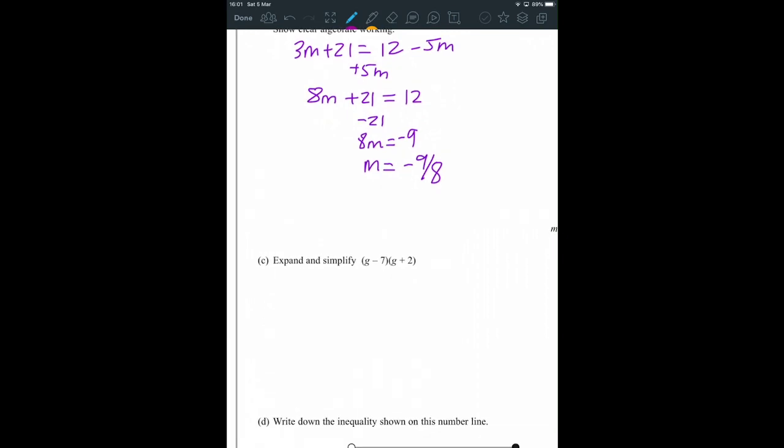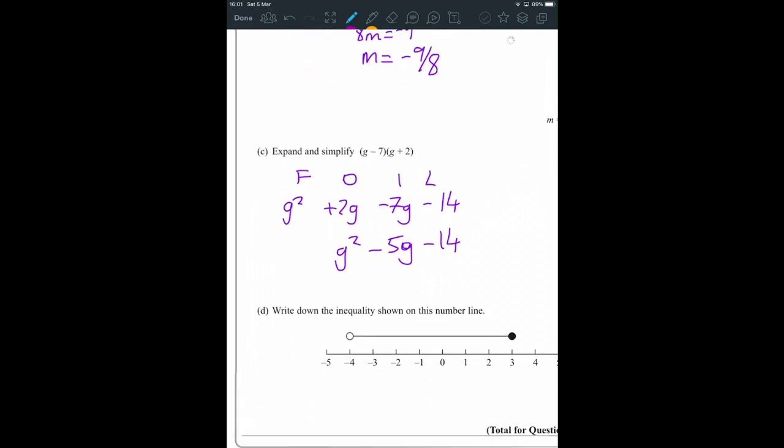Expand and simplify. Let's use FOIL. g squared for the first. The outsides are 2g, the insides minus 7g, and the last minus 14. Collecting the terms in the middle together, and we get g squared minus 5g minus 14.